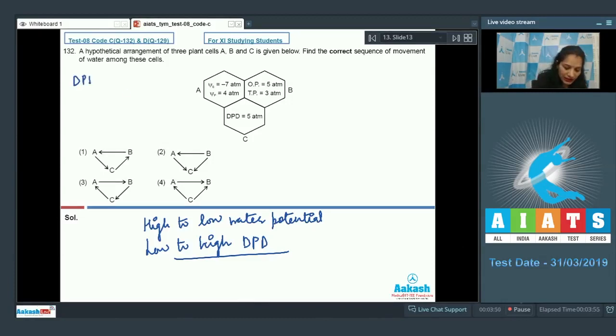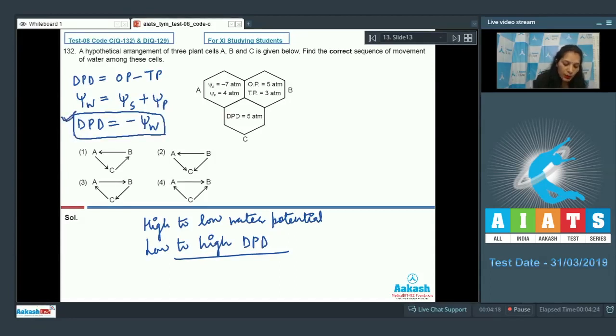So what is a DPD? DPD can be calculated with the help of a formula called OP minus TP, and psi W is calculated with the help of this formula, psi S plus psi P. DPD and the psi W both are equal but opposite in sign. So this is very important to remember. Now, what will be DPD over here? OP minus TP, that is 5 minus 3, that is 2. So DPD of this cell will be 2 atm.